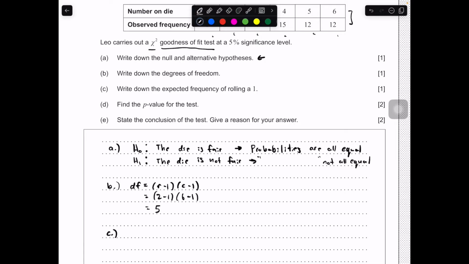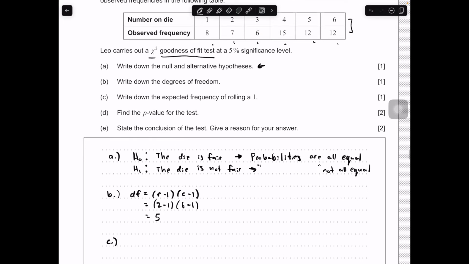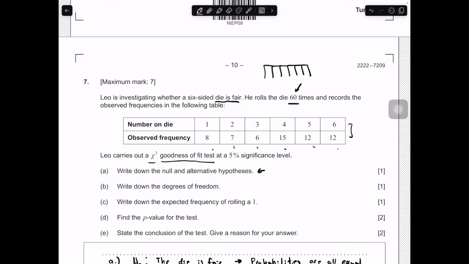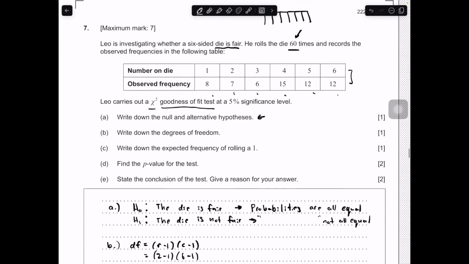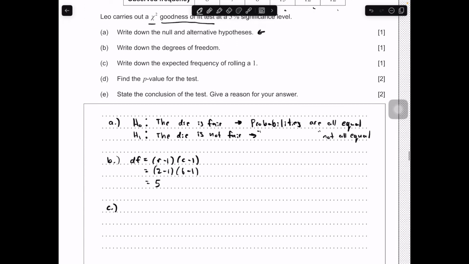Alright. Write down the expected frequency of rolling a 1. So expected frequency is how many times you would expect to get a 1. And this is not in terms of what is observed, but just taking the situation as itself. If we had a fair die and we were to roll it, let's say 60 times, how many times would we expect to get a 1?